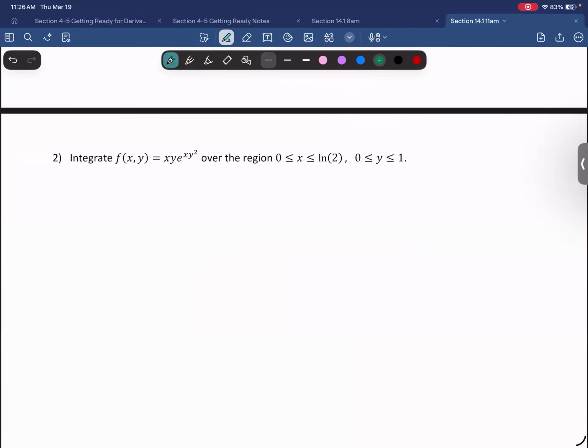All right. So this is where I've got z equals f of x, y.